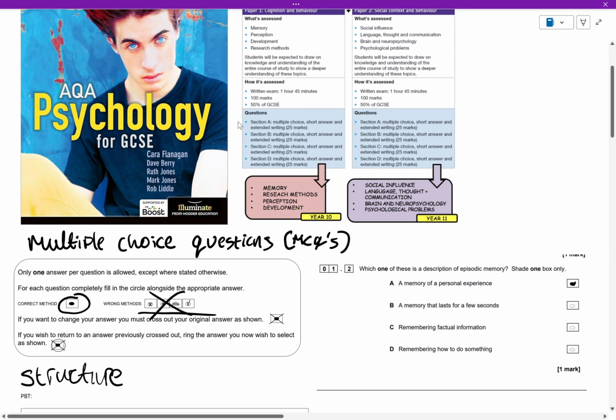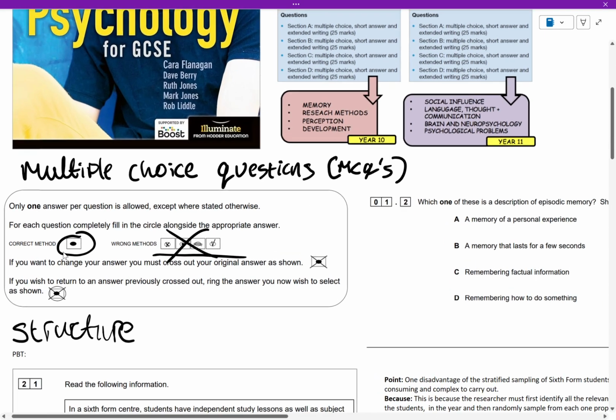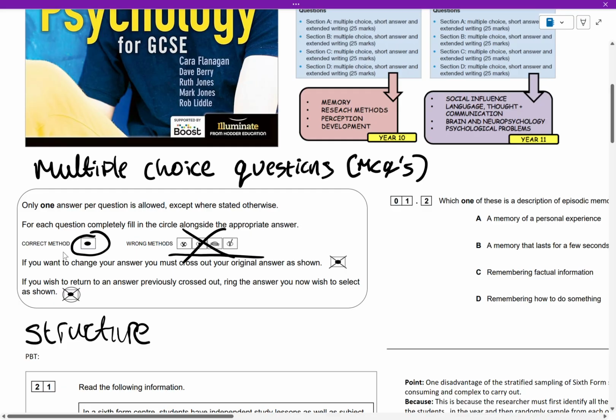So let's cover one of the most common questions that you will come across, and I'm sure a lot of you will be familiar with. They are MCQs or multiple choice questions. But for AQA, they are quite specific and they're quite strict. If you do not use the correct method to answer the question, you will be marked down. You will lose the mark or marks.